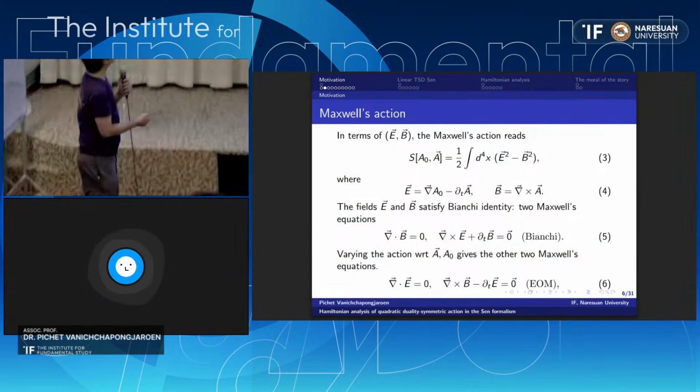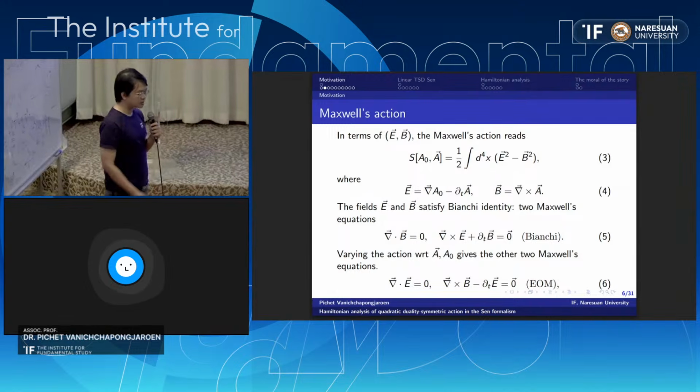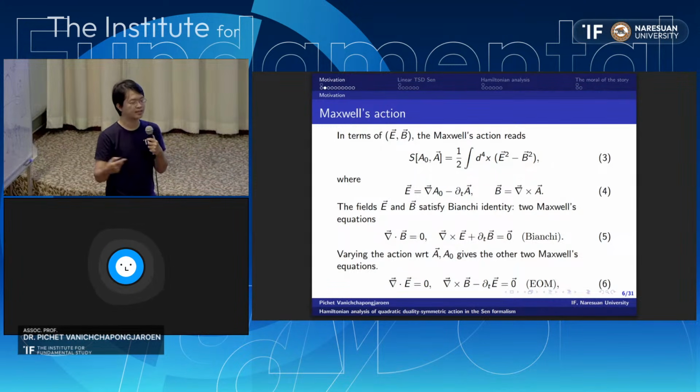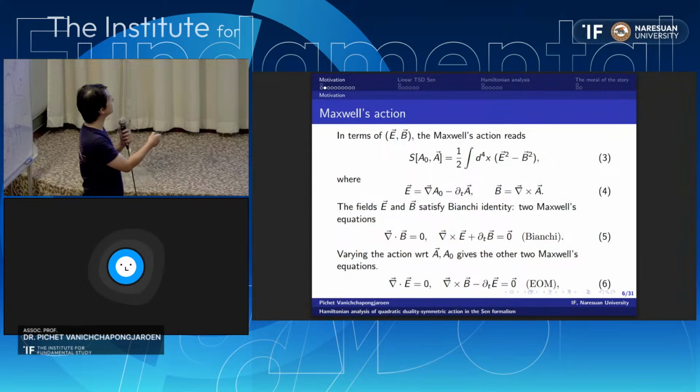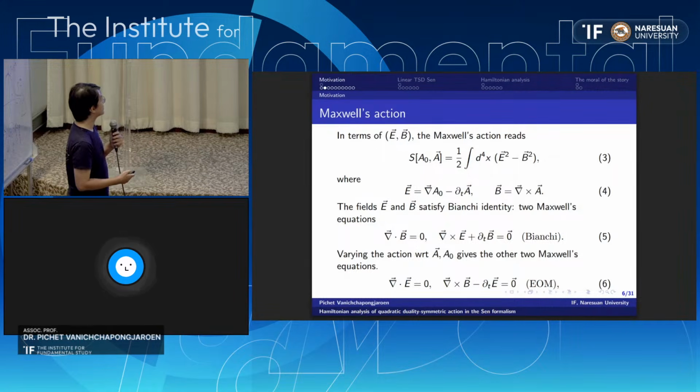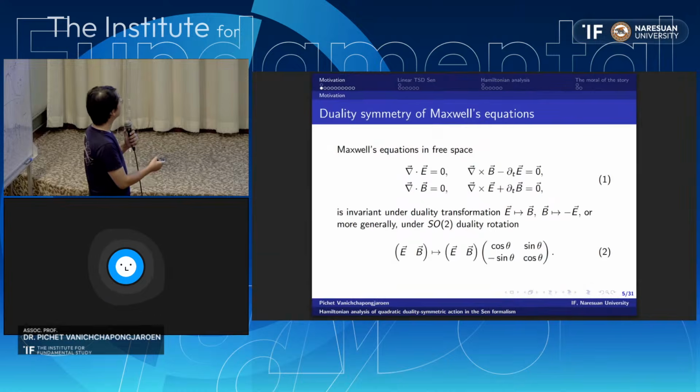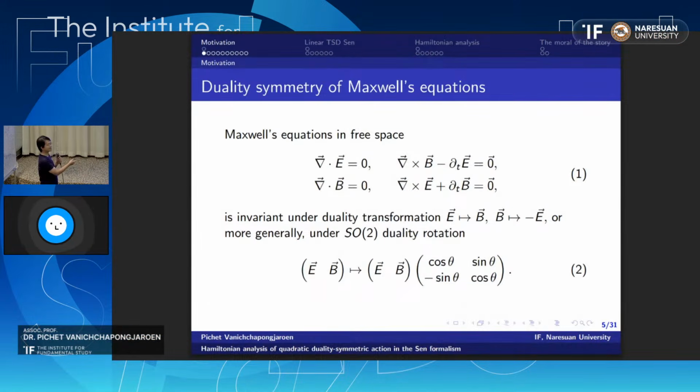Okay. So the simplest one is that if you change from E to B and from B to minus E, then you see that the action changes from S to minus S. So it's not really having the duality symmetry at the action level. Or more precisely, you can try this: SO(2) is something like you think about E and B as a doublet, and they transform into each other.